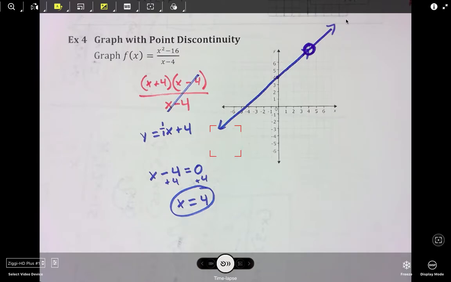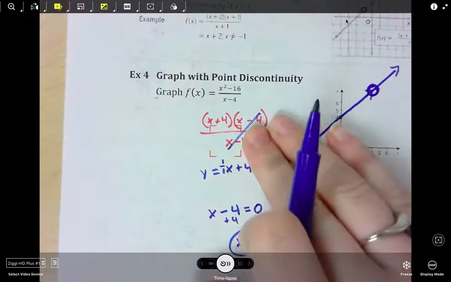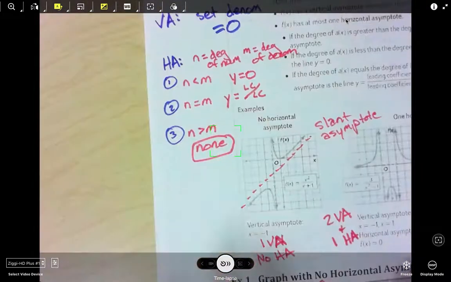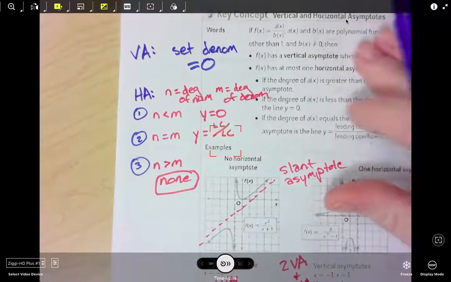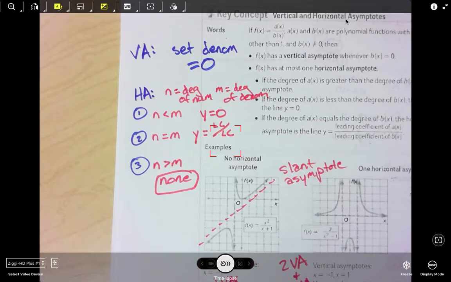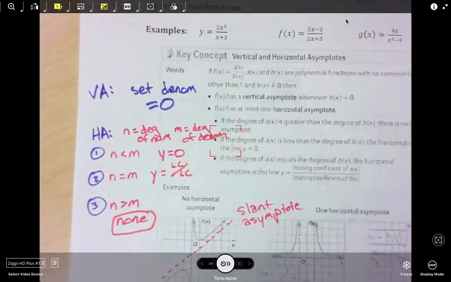Graphing rational functions, there's a lot of parts to it. So that was point discontinuity. We've got slant asymptotes, and then we've got vertical asymptotes and horizontal asymptotes. So a lot of rules. You're going to want to make sure you keep this paper handy through the rest of this chapter so you have those rules ready to go.